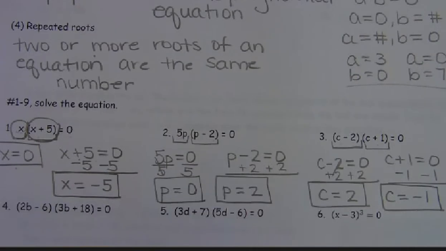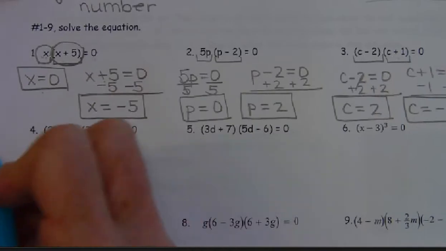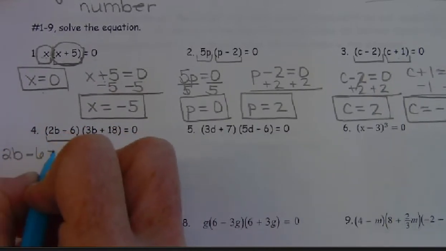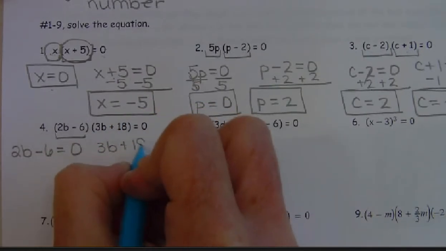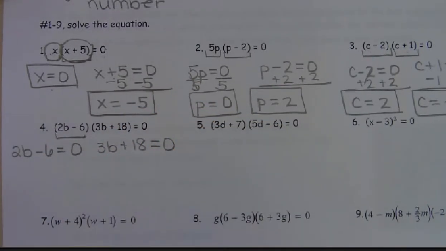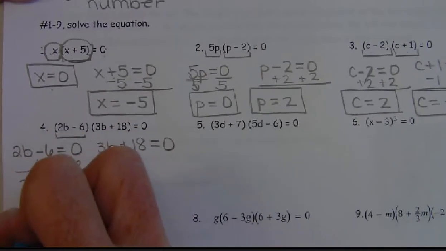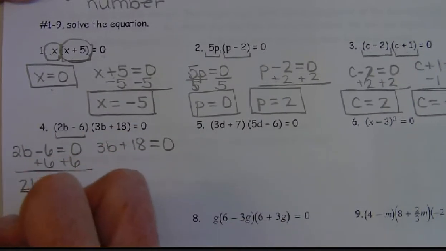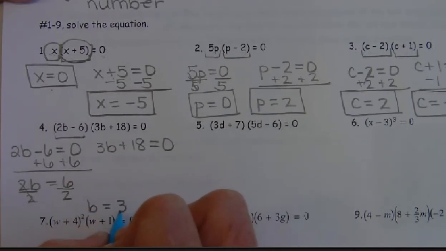Okay, let's try one more, and then we're going to talk about maybe a pattern. So in this case, I would take 2b minus 6 equal to 0, and I would take 3b plus 18 equal to 0, and I would solve them. I would add 6, get 2b equals 6, divide by 2. So my first solution is b equal to 3.